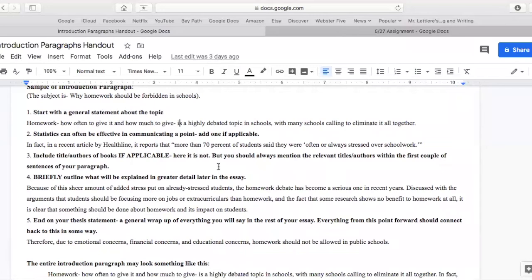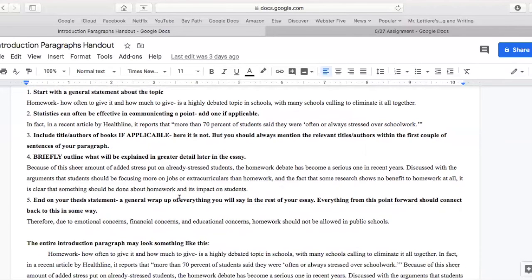Some students are ready to go beyond that formulaic approach, and that sounds perfectly fine to me, and I'll be happy to read that. But if you need that formula, it's there and you've learned it. Hopefully you know how to write an intro. Briefly, then, you will outline what will be explained in greater detail later in the essay. So you're going to explain just very briefly, give a little glance, a once-over of all of the body paragraphs that you're going to have later in the essay.